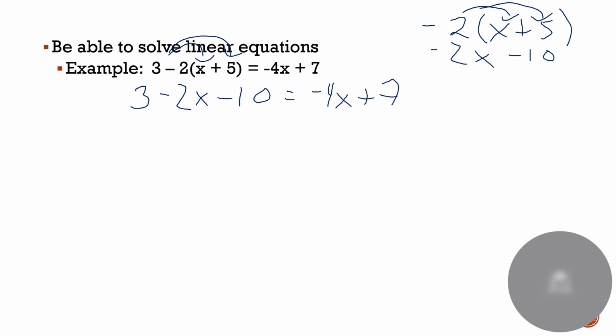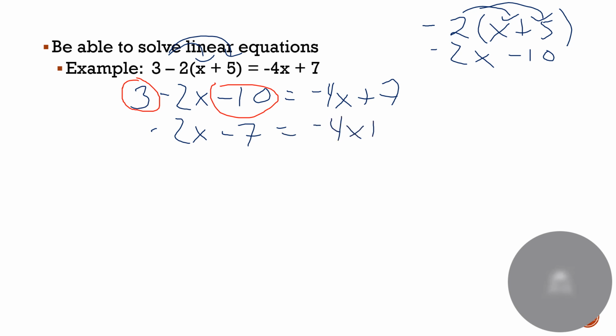Second step is to combine like terms. If I look on the right side of the equation here, there are no like terms to combine. So -4x and 7 are not like terms. But over here on the left, I have 3 minus 10, and so I can do that piece of it. 3 minus 10 is -7. It doesn't matter which side you write the -7 on, so I'm going to write it on the right side here.